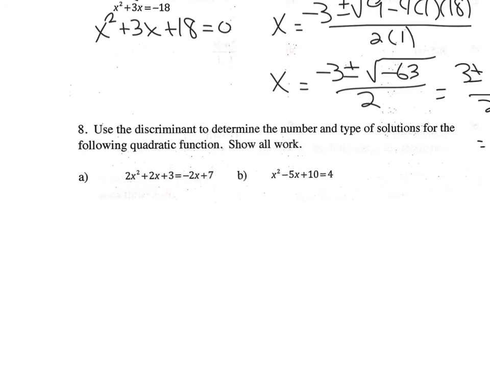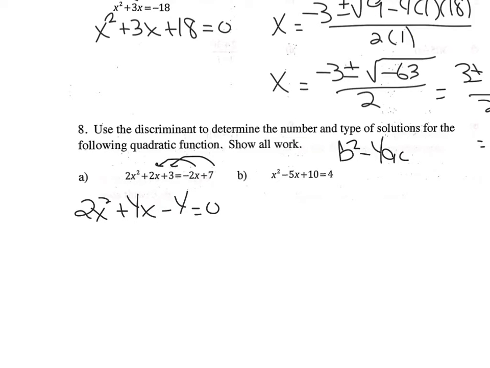Number 8 is asking for a discriminant. Don't forget, discriminant is just this part, b squared minus 4ac. But you can't do that either unless you have everything on one side. So I'm going to move the 2x over here first, which would give me 2x squared plus 4x. I'm also going to move this 7 over, which would make it 3 minus 7, which is negative 4.